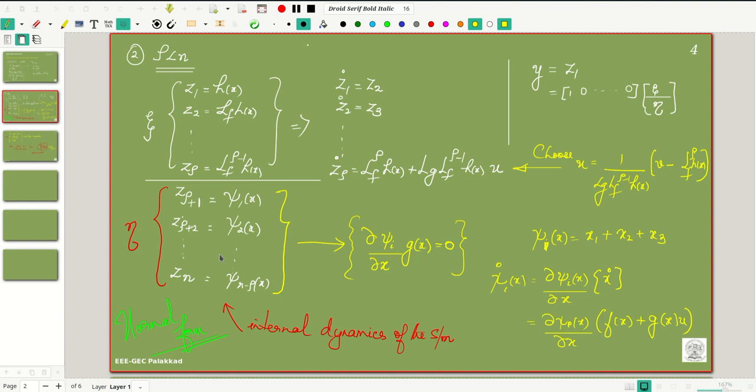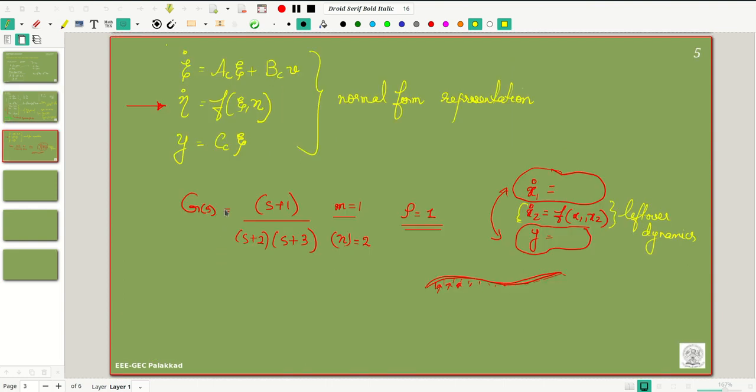So that is called the internal dynamics of the system. So now let us see what is zero dynamics of the system. We will see what is zero dynamics. Suppose I keep my output y equal to 0 using some input u. Using some input u, I am trying to pull y to be equal to 0.